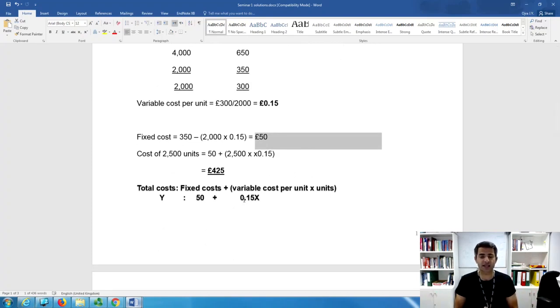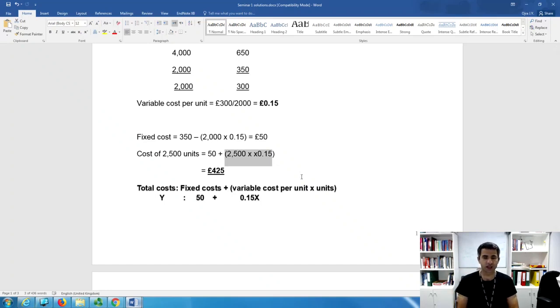As long as you identified the variable cost per unit and the total fixed cost, it's easy now to answer the question, which asks what the total cost is if they consumed 2,500 units in July. Very simple, right? If they consume 2,500 units, this means 2,500 units times the variable cost per unit, because it's variable.